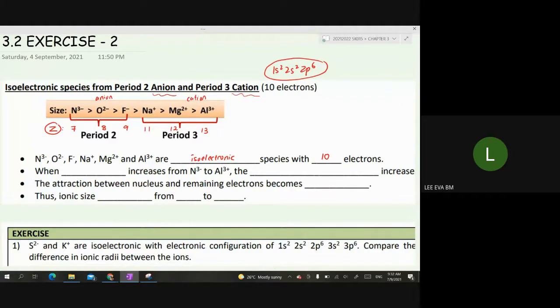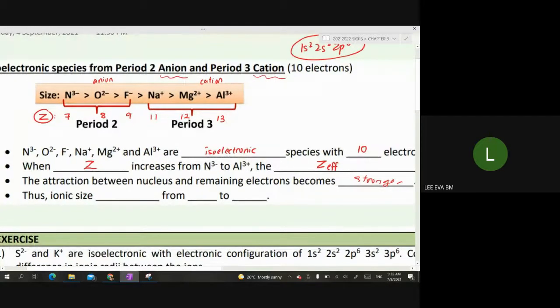So what increases from nitrogen to aluminium? Proton number, or the Z, and the Z effective increases. Remember, they are one pair. So the attraction between the nucleus and the remaining electrons becomes stronger. Therefore, the ionic size decreases.